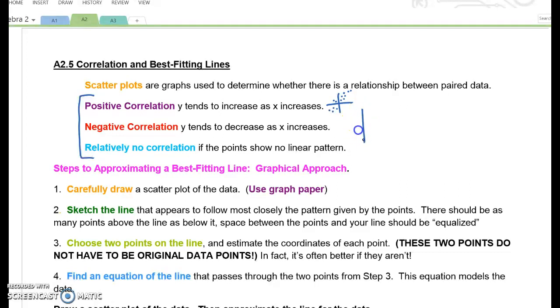Negative correlation would be the opposite. As the X values increase, the Y values are going to decrease. And I always struggle coming up with an example of this on the spot, so I'm not going to.